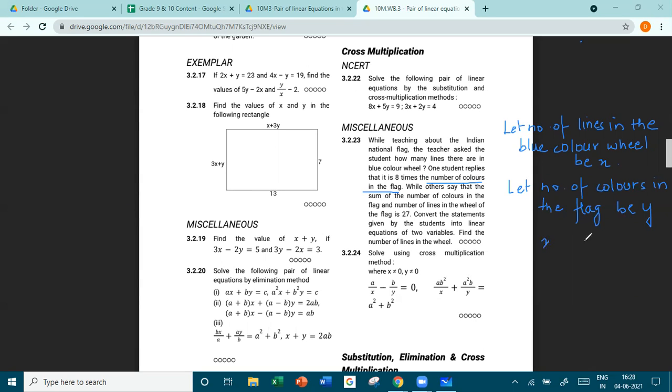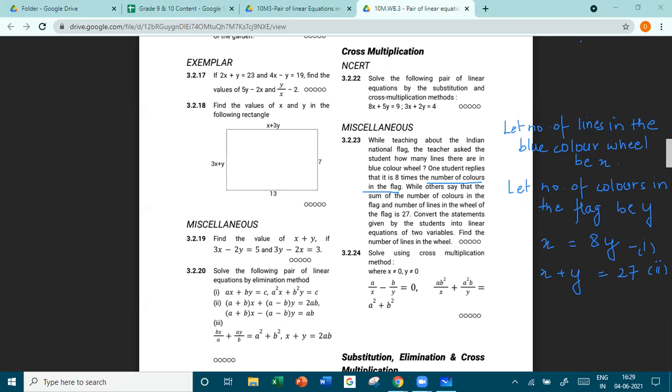that the number of lines, which means x, is equal to 8 times the number of colors. So times would be into, right? More or less is plus minus, times is into, and usually for division they would write half or 1/4 or things like that. While others say that the sum of the number of colors. So now you have a clear idea which is which variable. So forming the equation should not be a difficult task, right? So the second equation would definitely be x plus y is equal to 27. Correct? Okay. So yeah, you have your two equations.